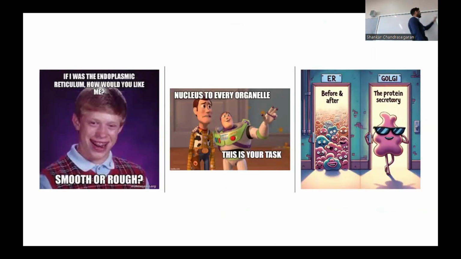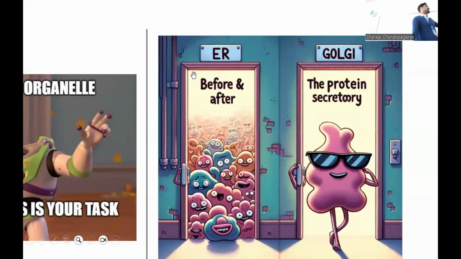All right. So if I was endoplasmic reticulum, how would you like me? Smooth, rough? Nucleus to every organ. This is because the nucleus is basically the brains of a cell. It does everything from giving instructions to actually making the instructions to make other things. So that's an important note. This one over here, surprisingly, was actually generated by ChatGPT. I was curious to see whether ChatGPT could generate memes. Not a great one, but it actually has some content in it.